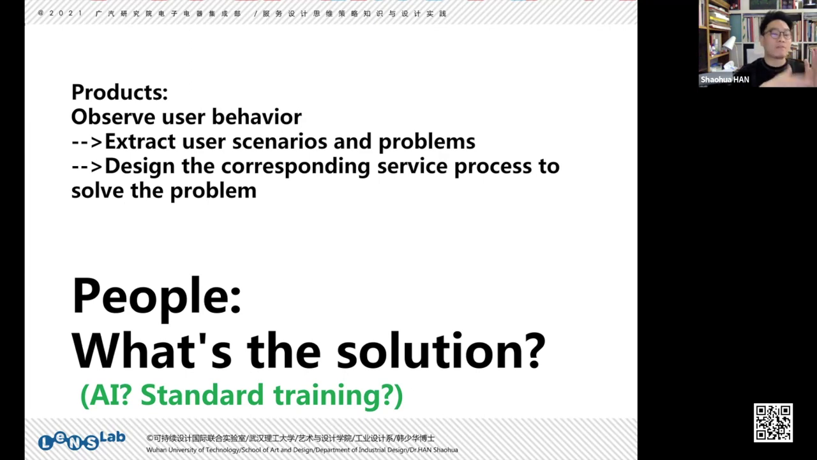So we are now very familiar with and good at making a good product design. But what can we do about the people? About the people, what's the solution, right? We can say that in India, in China, in Europe, in America, we got the AI things: AI sound speakers, AI teachers, AI nurses, AI waiters, everything like this. That's one solution we can offer when the touch point is the people. And also we can do standard training, but what else? That's what we need to think about more and more.